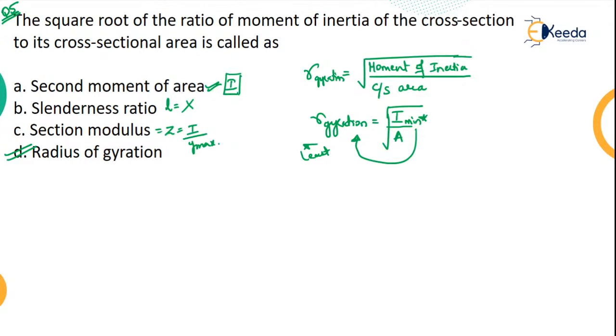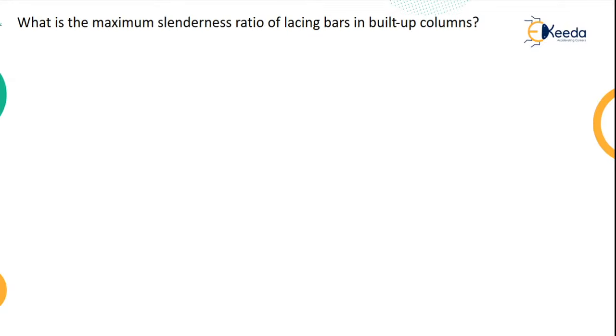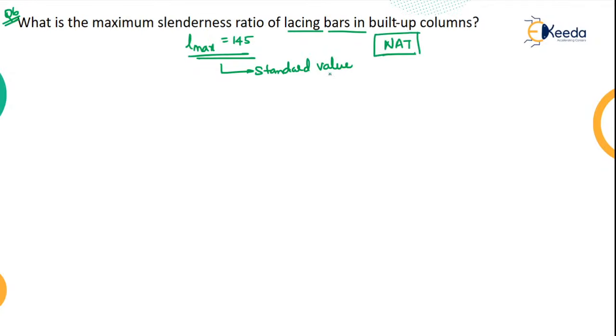Shall we move ahead to the next question? So question number 5. See, this is a direct question. Standard you should be knowing. So what does it say? What is the maximum slenderness ratio of lace bars in built up section? Suppose you go for lace bars in built up section, the slenderness ratio maximum should be equal to how much? 145. So this is a standard value. This is a NAT type of question. Okay, done.